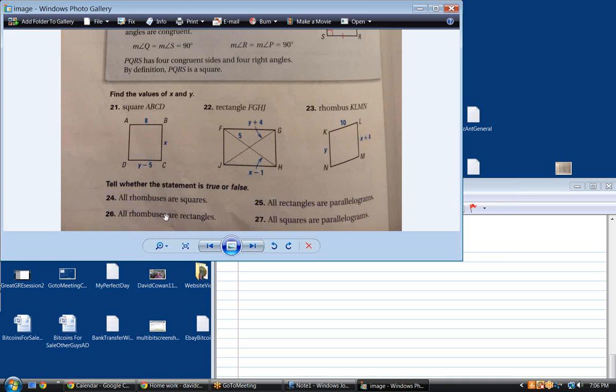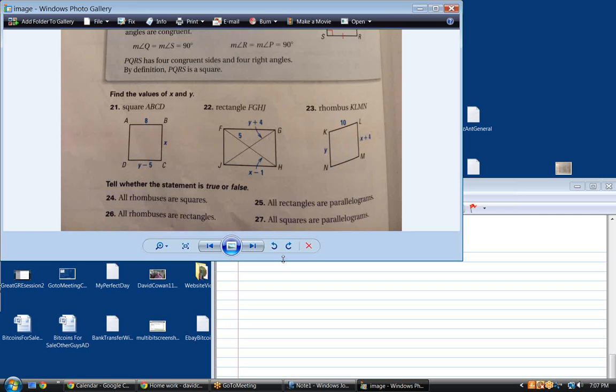Okay, true or false? All rhombuses are squares. True? Wait, rhombuses? False. No. Some of them are not squares. There was a rhombus right there that's not a square. Correct.